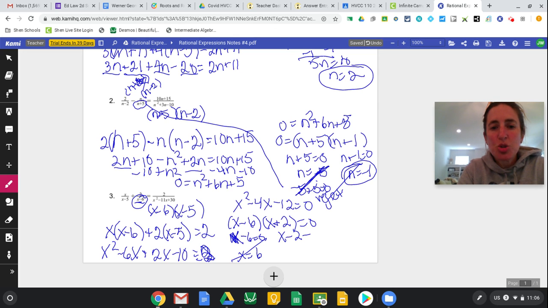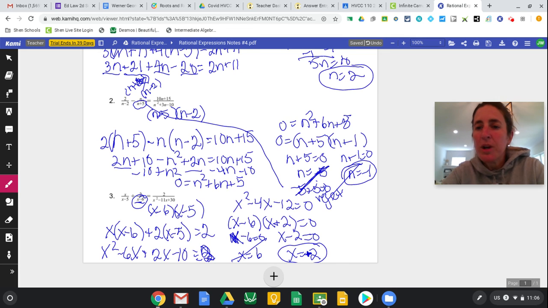X minus 2 equals 0. X is -2. And it's okay to keep that -2 for our answer because it will not make one of the denominators be 0. Okay, folks, that was it.